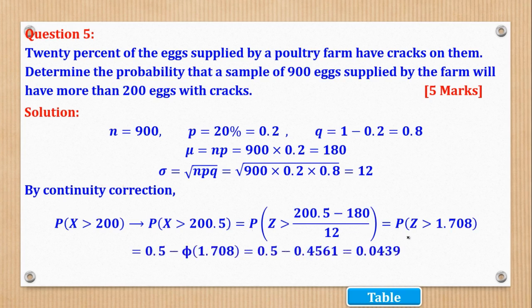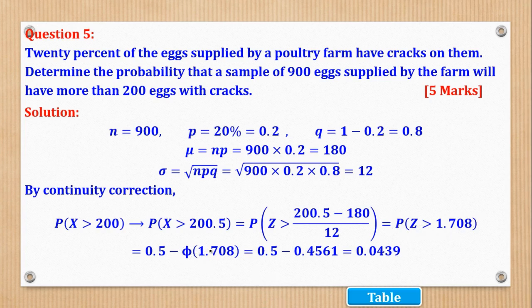So next is to get this value from the mathematical tables. So that one can be expanded as 0.5 minus phi of 1.705. Why? Because the cumulative normal distribution table does not have these values. It only has values of probability from 0 to a z value, which is represented by this phi.